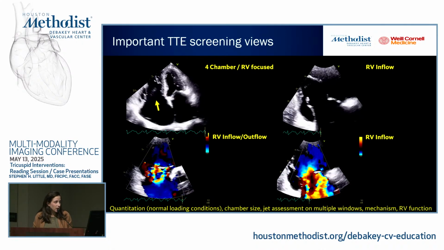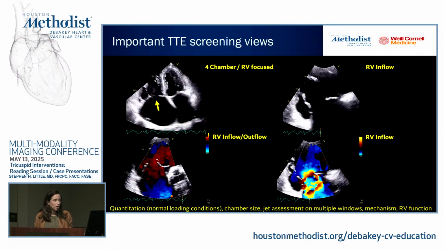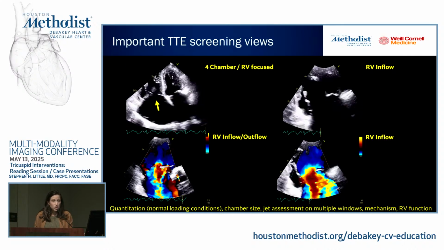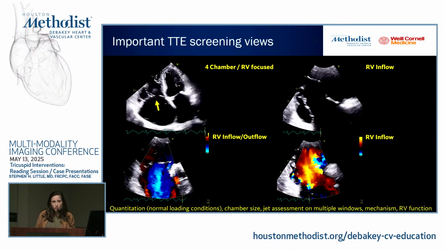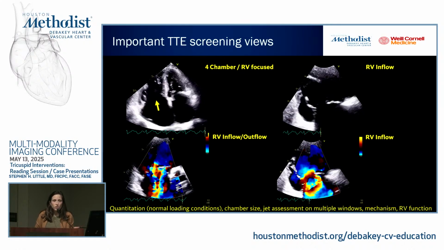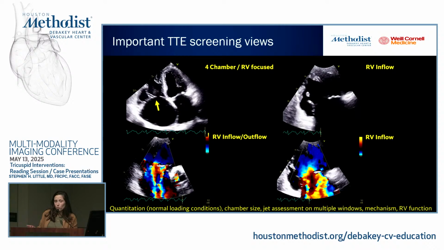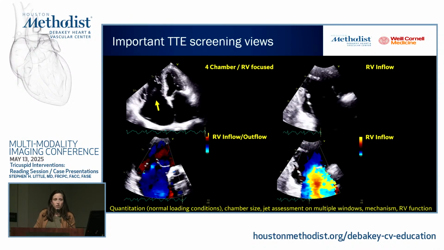But aside from that, it's very important to get multiple views of the tricuspid valve to be able to see a jet that may not be seen in a different view. For example, you may not see a lot of TR on a four-chamber view or RV focus view, and then you go into your inflow view or your short axis view, and then you see much more of a coaptation gap in a TR jet.